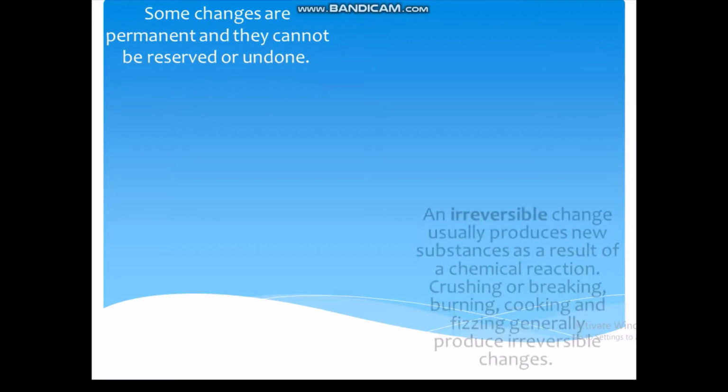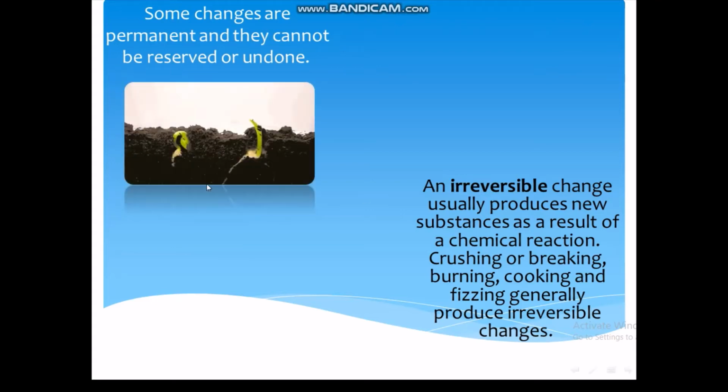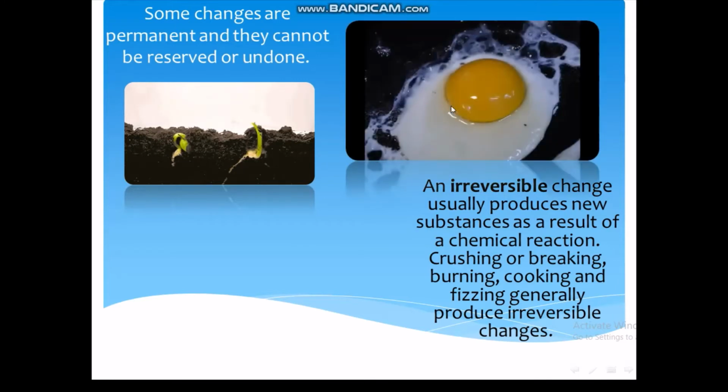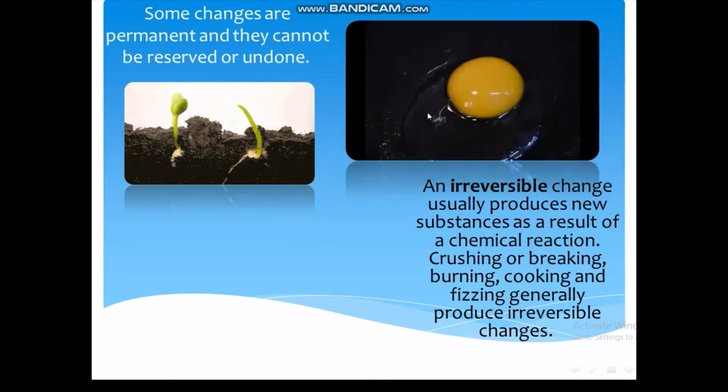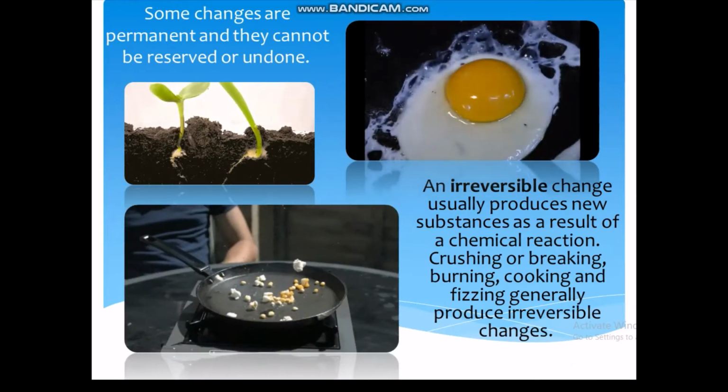While on the other hand, some changes are permanent and they cannot be reversed or undone. An irreversible change usually produces new substances as a result of chemical reaction. Examples of what causes irreversible changes: crushing, breaking, burning, cooking, or fizzing generally produce irreversible changes. Let's take a look at this example over here. When a seed germinates into a plant, this is an irreversible change because I cannot get the plant back to being a seed. Next example is frying an egg. It's also an irreversible change. And another example is when I try to make some popcorn, I cannot get the kernels back.